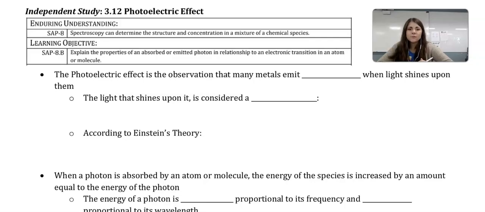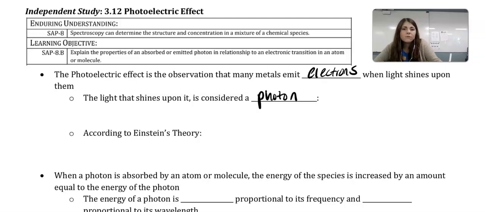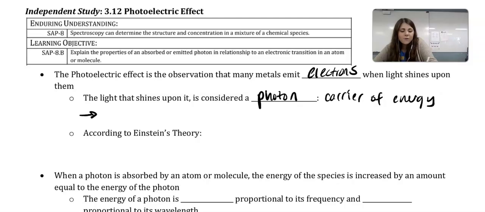This is the observation that many metals are going to emit electrons when light shines upon them. This light that shines upon it is actually considered a photon. A photon is a carrier of energy coming from that light. I do want to note that a photon is massless, so it has no mass, and doesn't have a charge.